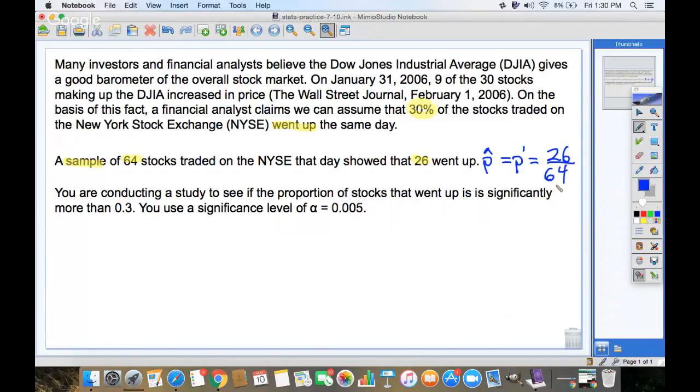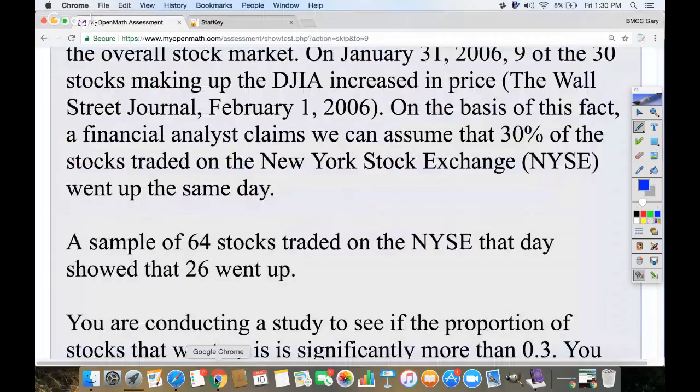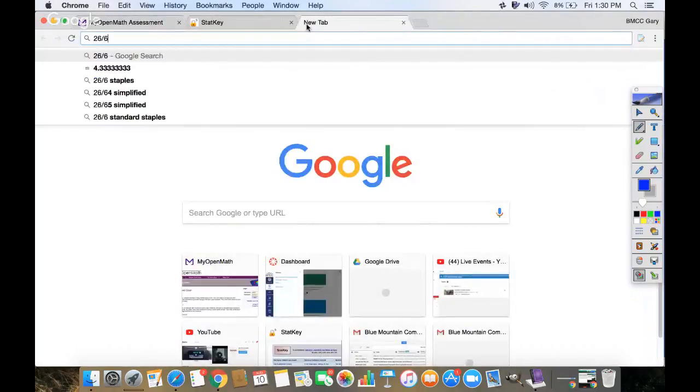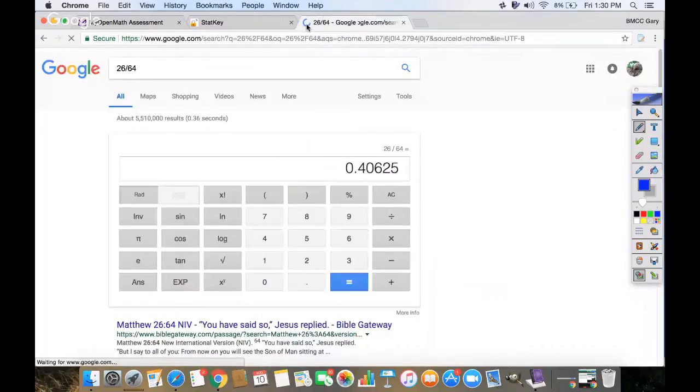And so if we whip out a calculator, to see what that looks like compared to 30%, 26 out of 64, we get 40%. Hey, that seems quite a bit higher. Okay. So is it significantly higher? So now we need a measurement of what it means to be significantly higher.